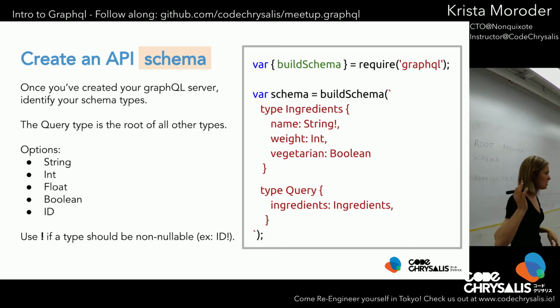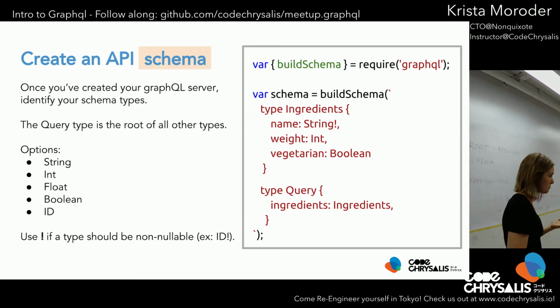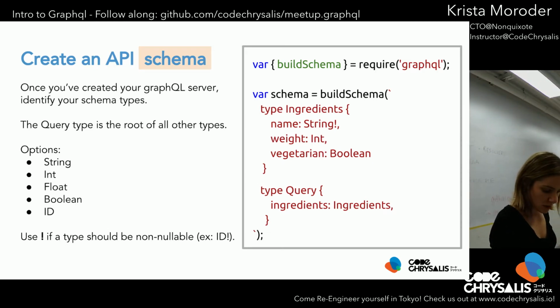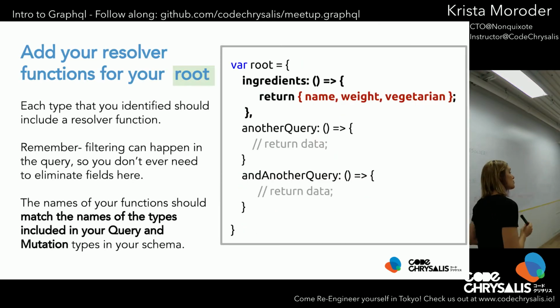What's the exclamation mark for? Yes? Required fields. Yeah, so if your ID is required, give it an exclamation mark and it'll throw an error if it's not there. So some of our examples of types of data you might have are strings, integers, floats, booleans, IDs, the normal suspects.